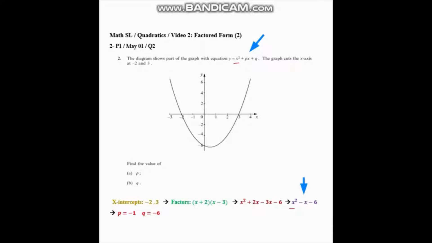Then I look at the x. Here I have px, and here I have negative x, which is -1 times x. So px has to be the same as -1x. Hence, p is -1. Next, I look at the third term, which is q. This corresponds to -6. Hence, q has to equal -6. This is called comparing coefficients.